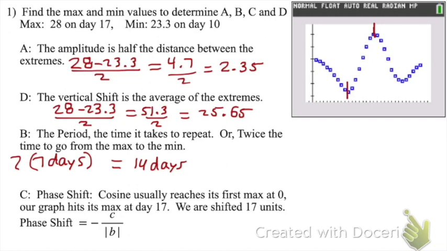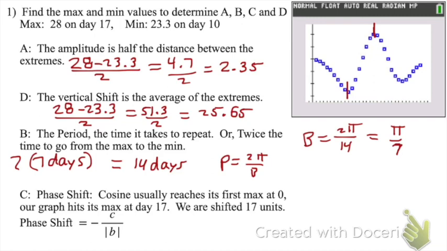To find B, our B is 2 pi, because that's the normal function for cosine, over 14. When we solve this, we get pi sevenths is our B. Hopefully you recall that P, the period, is 2 pi over B. We're trying to find B. We know our 14 is our P for our period. So we get B is pi sevenths.